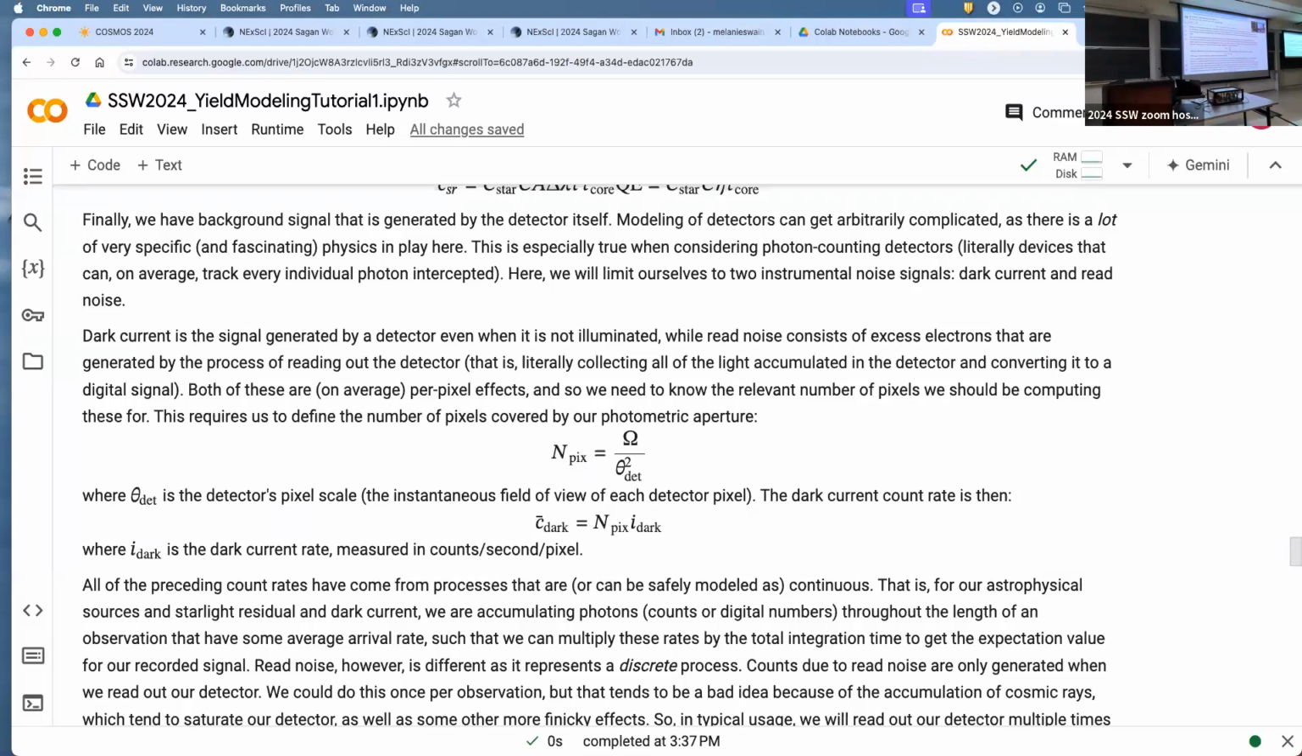So it's in 2 dimensions. So the number of pixels that we have in our solid aperture is that solid angle, and then how many instantaneous fields of view of our individual pixels we have in it. You can also call that the detector plate scale or pixel scale. You might know it by that name instead. And so then the number of counts that we get is the number of pixels in our photometric aperture times the dark current rate.